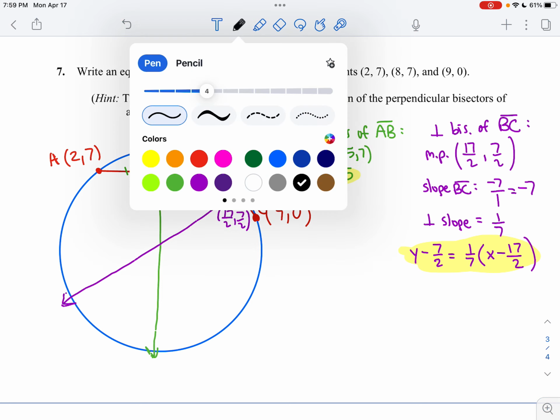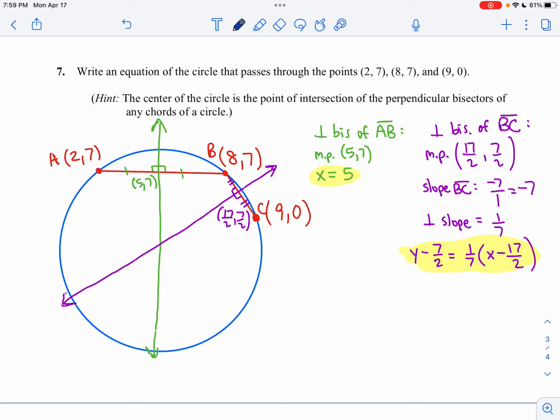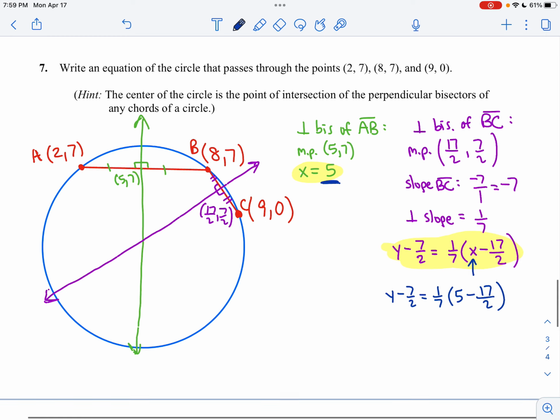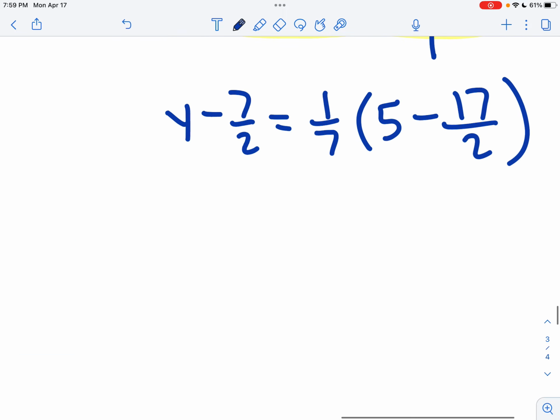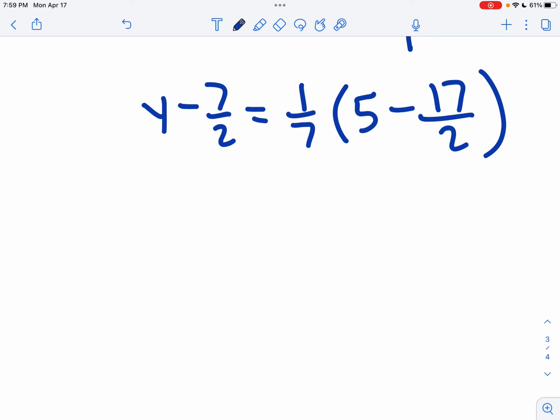All right, let's do some algebra and see how it went for you. I hope you chose to do substitution because we can just put the 5 in for the x. So y minus 7/2 equals 1/7 times 5 minus 17/2. I'm going to zoom in just so I can see it better and try to write nice enough that you can read it. Maybe I'll switch colors to each step. That should help out a little bit. So 5 is 10 over 2. And so 10 take away 17 is -7.